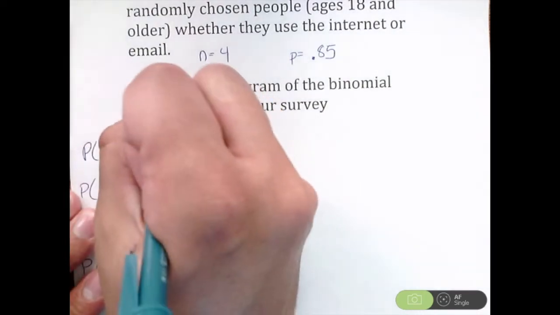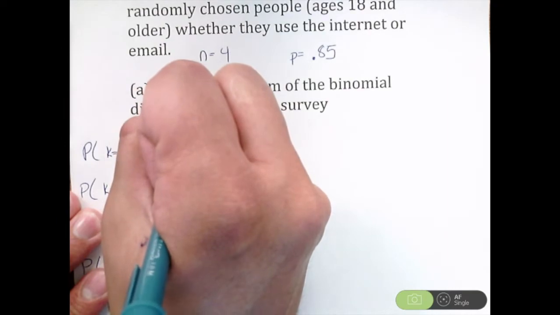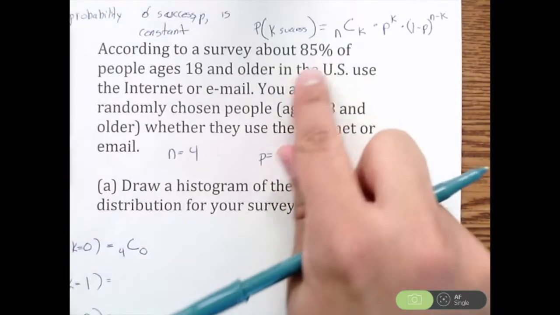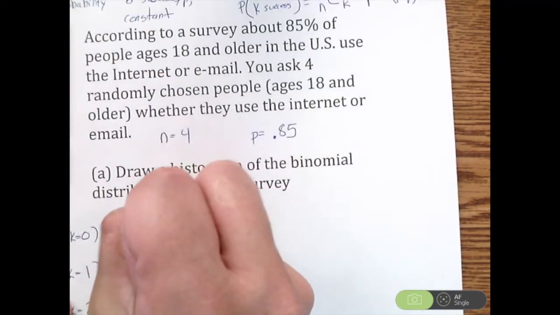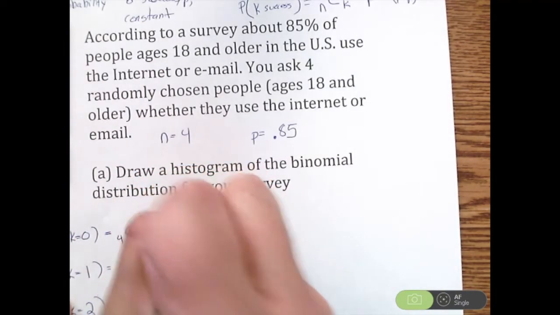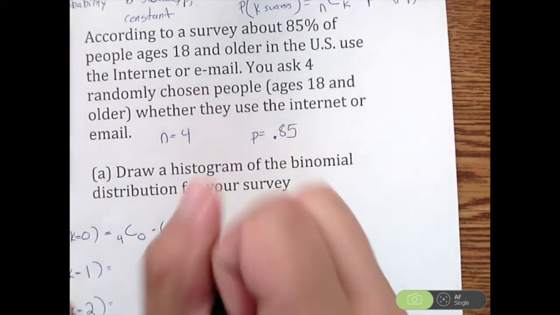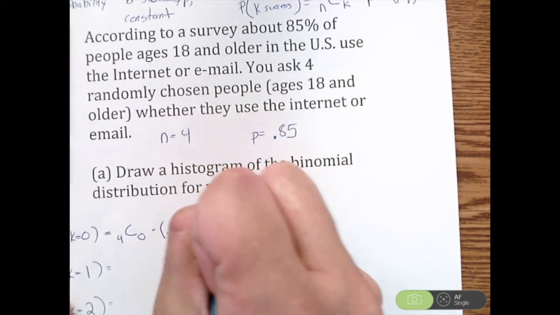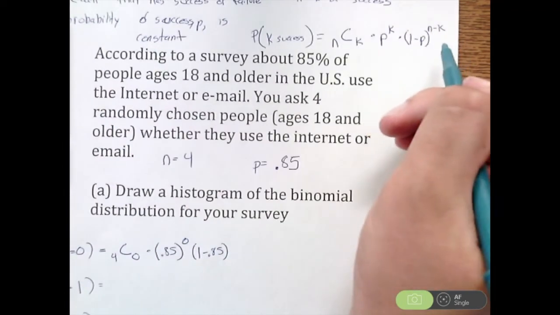So this would be 4 is n, combination k, and this time k is 0. So 4 and 0 for my n and k. My p, put that in parentheses, 0.85 raised to the k, but k was 0. And another parentheses, 1 minus 0.85 raised to the n minus k.